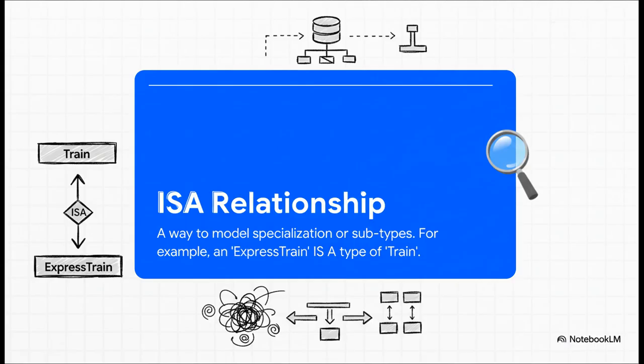Well, designers have a special tool in their toolbox for this. It's a kind of relationship called ISA. It's basically a way to model specialization. It lets us say that an express train is a specific type of train, and an express station is a specific type of station. We're creating official subcategories here.